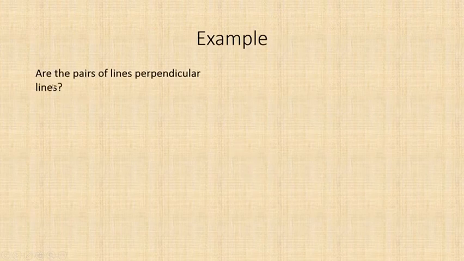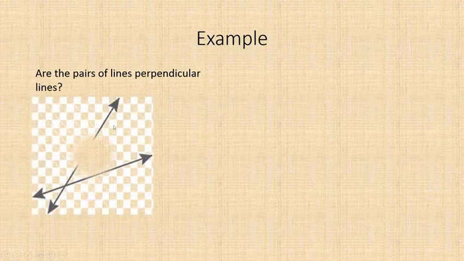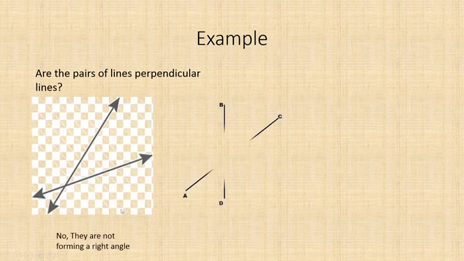A question like that is going to be solved. How can we solve this question? Are the pairs of the lines perpendicular lines? Like this one, is it perpendicular? No, of course not. They are not forming a right angle. There is no right angle here, so they are not perpendicular lines.